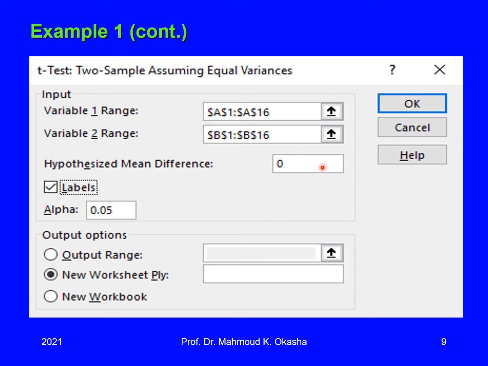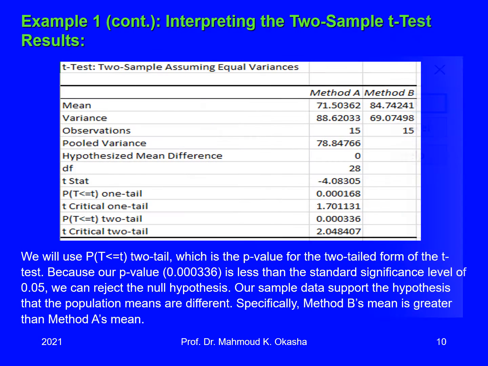And that's the hypothesized mean difference 0. Labels is checked because the first value is a label: method 1 and method 2. And alpha, the significance level, is 5%. Then you choose where to put the results: in a specific range in the same sheet, a new worksheet with a name you give it, or a new workbook, a completely different workbook. You should specify one of these and then click OK. You will get these results.